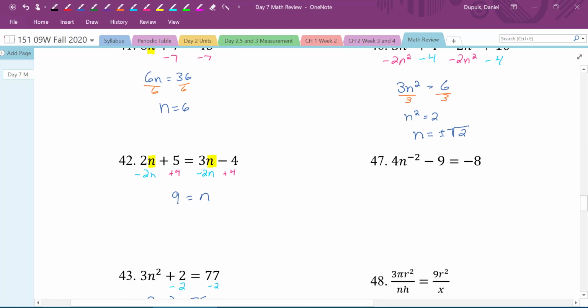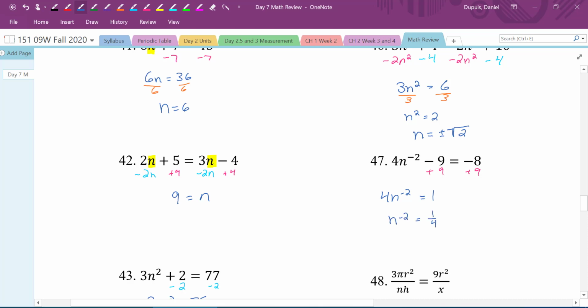47. Now this trips some of my students up in the past because we have a negative exponent all of a sudden. So what's the first step? Add 9. So 4n to the negative 2 equals 1. All right. So how do you solve this? Well, if I divide both sides by 4, I can get n to the negative 2 by itself.